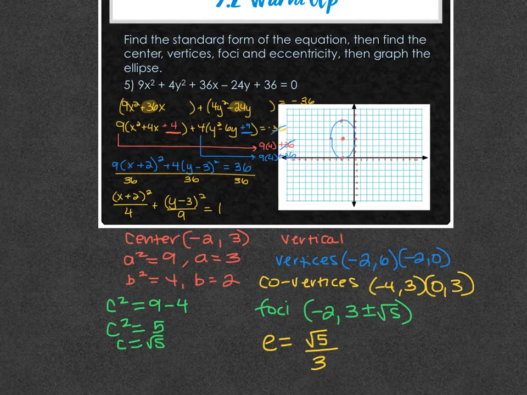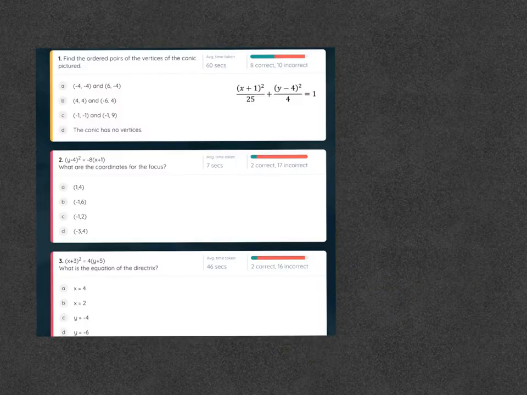Questions on anything ellipse related? How about parabolas or circles? So I'm going to start with the ones that are parabola based because that appears to be where you're struggling the most, and then I'll kind of go back up to the other ones.